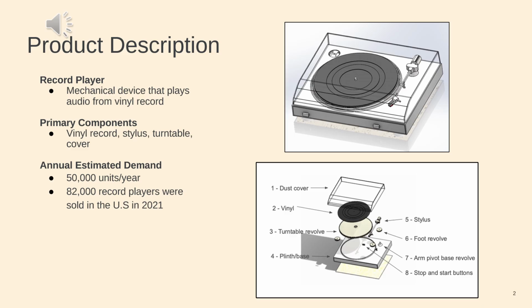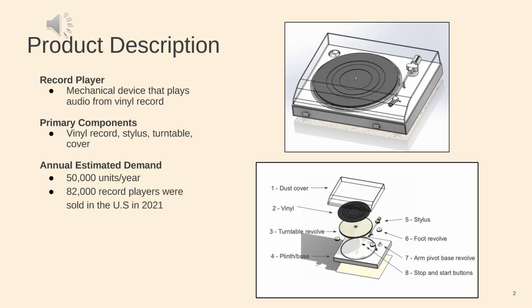A record player is a mechanical device that plays audio from a vinyl record. It works by capturing unique grooves that produce vibrations that occur at individual frequencies. Its primary components consist of a vinyl record, stylus, turntable, and a cover.